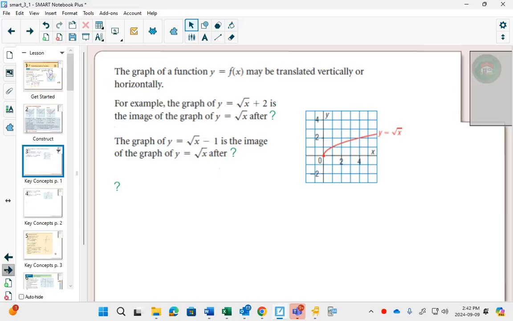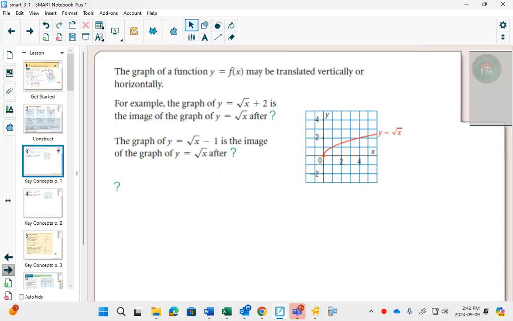But you can turn to page 164. The textbook also will have some notes, and sometimes we'll highlight certain things in our notes from this. Here's our square root graph that we did already. So we have y equals square root of x plus 2.